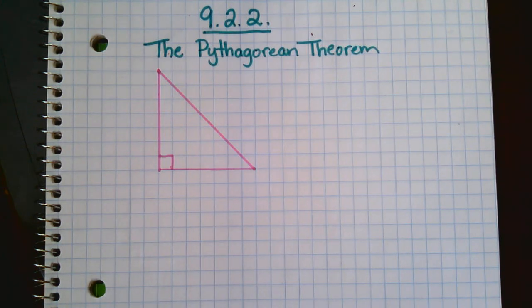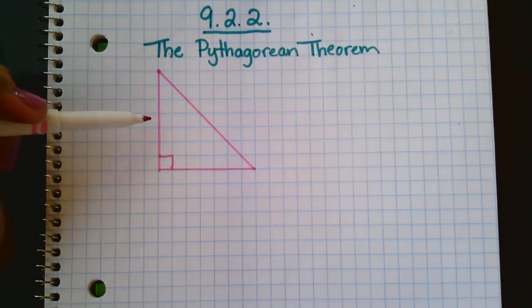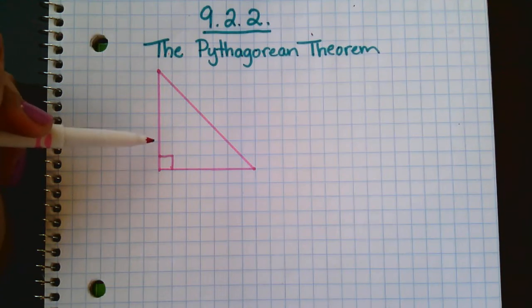Hi, 8th graders. Today we are going to be working on lesson 922, which focuses on the Pythagorean Theorem. And we'll get to the Pythagorean Theorem in a little while, but the first thing we need to talk about before we do that are just some vocabulary words related to right triangles.